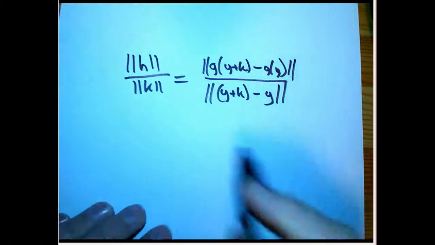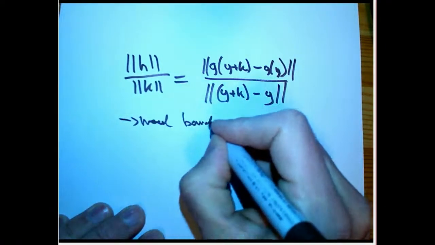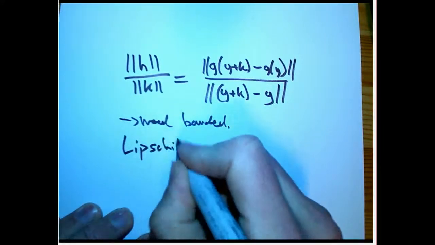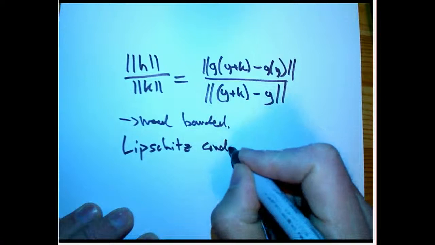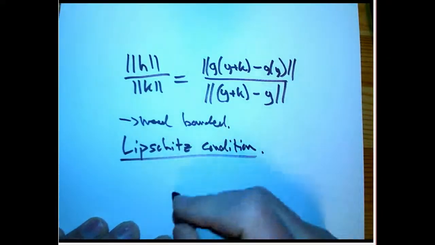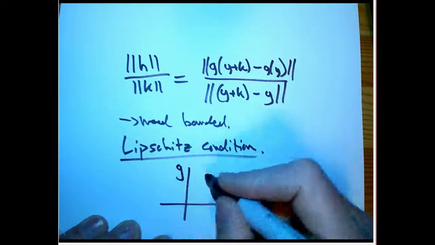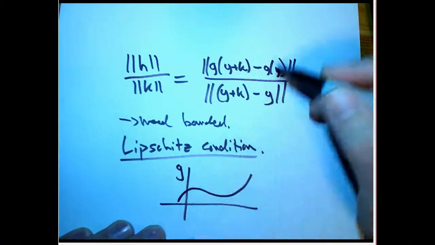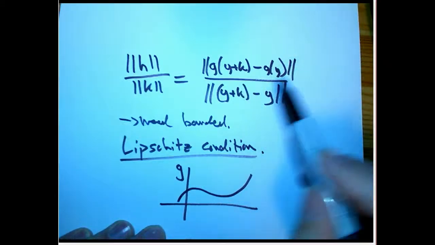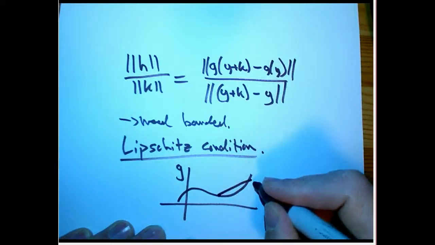Okay, well, we need this to be bounded. That has a name. That's called a Lipschitz condition. And I'll say more about that in the next video. But in one dimension, if I have the graph of g here, this is just the absolute value of the secant slope. The difference in the output values divided by the difference of the inputs. And so what it means is the secant slopes are bounded.